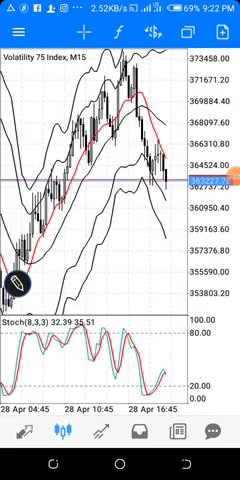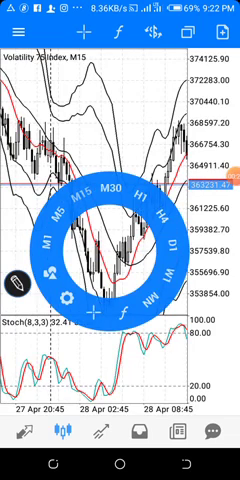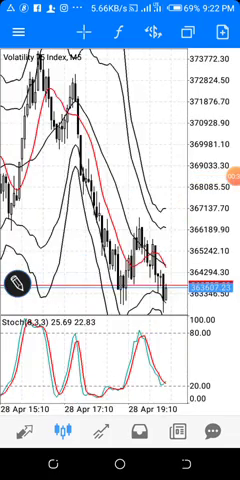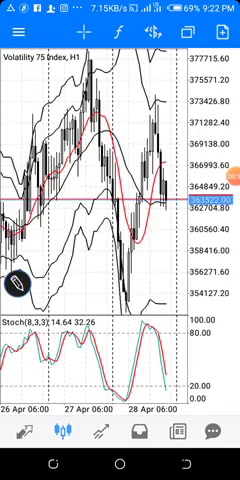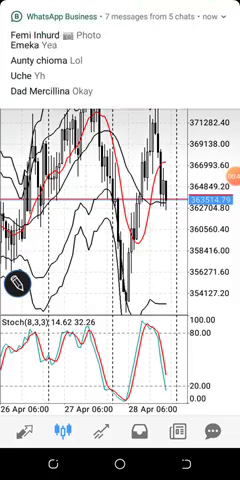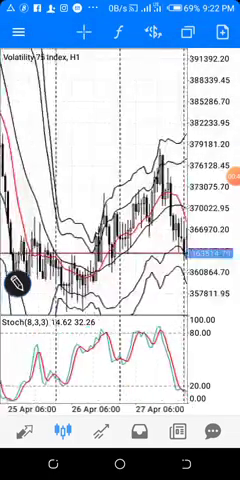Now, how do you pick your entry for buy or sell? Basically, I take trade on 15 minutes, but I use multi-time frame. I switch between 5 minutes, 15 minutes, sometimes 30 minutes and 1 hour just to confirm my trade. Now, before I buy or sell, what do I want to see?